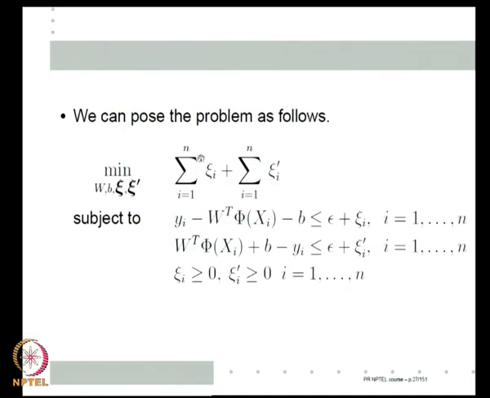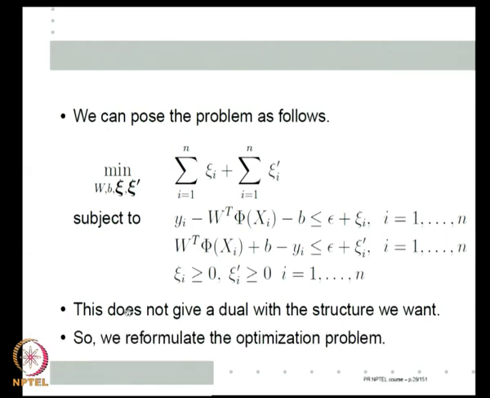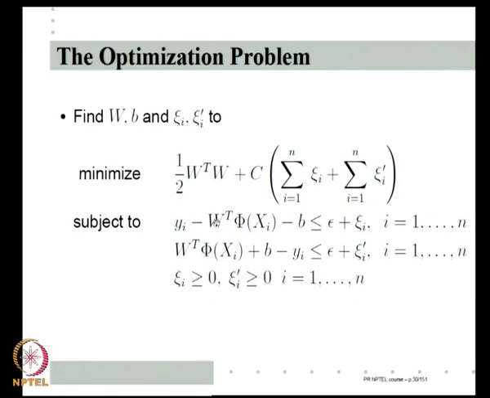So, the problem is nice, but we have a problem. This problem is nice, but it does not serve our purpose. This does not give a dual with the structure we want. So, we will slightly reformulate this. What do we do? We keep the constraints the same, but add a half w transpose w, so that it looks like what we solve for the classification. Why should I add this half w transpose w? Well, we will come back to that a little later in today's class. I will explain why we want to add half w transpose w.